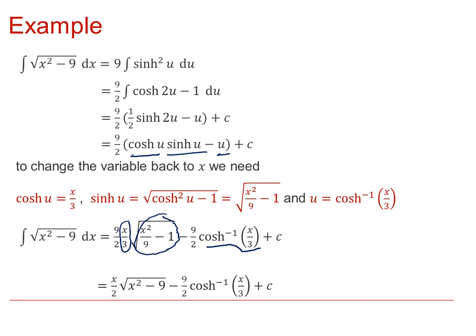If we wish to, we could then replace the cosh to the minus 1 using the logarithmic form. And this component would then become minus 9 over 2, a natural log of x over 3 plus a third of the square root of x squared minus 9. And obviously again not forgetting that plus c.